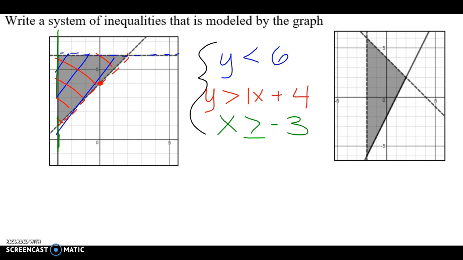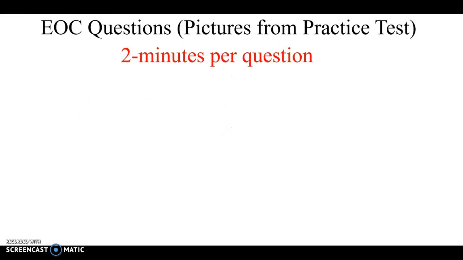So we just created a system of 3 inequalities that created a triangular shaded region. Good job. See, that wasn't that bad. No, it was not. All right.